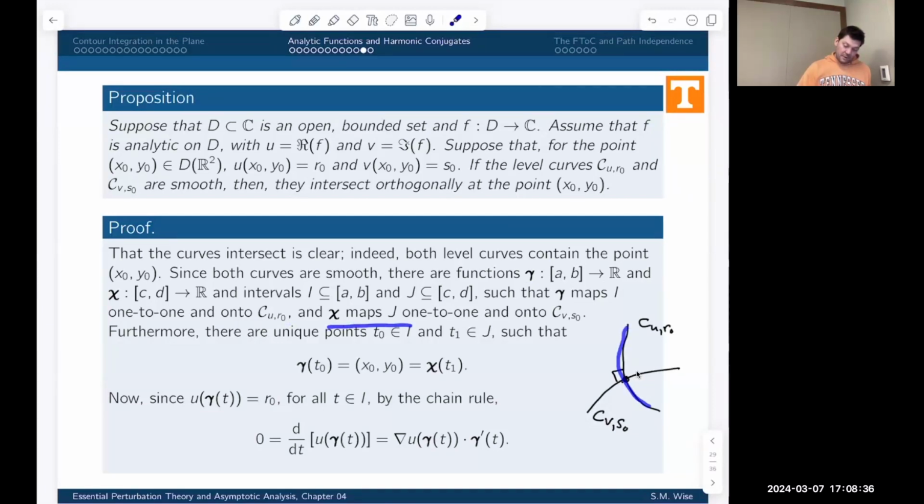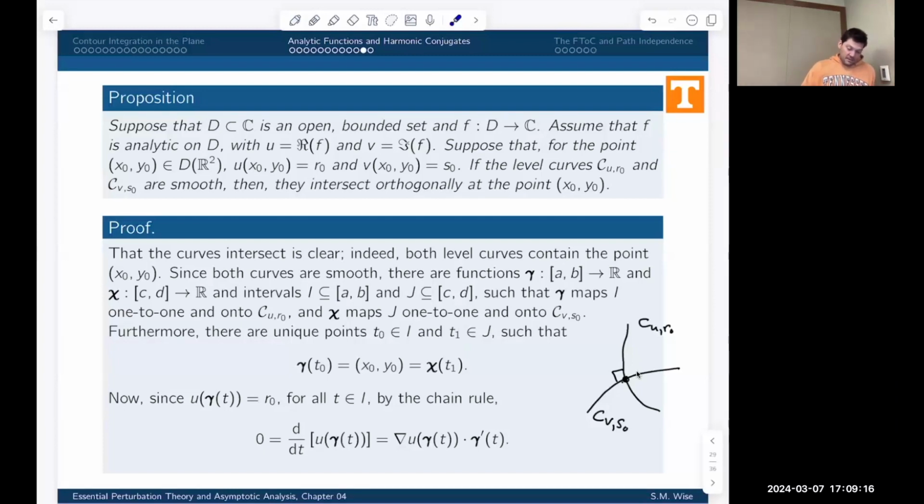And chi maps 1-to-1 on this curve. So there are unique points in those intervals of time where the gamma curve and the chi curve intersect. They have to intersect at this point. Now that might be different points in their time intervals. We could synchronize them to make them the same if we wanted to. We're allowed to synchronize. So gamma(t0) is equal to (x0, y0), and chi(t1) is equal to (x0, y0). They cross at that point. We don't know what direction they're going. We didn't say that, but they cross.